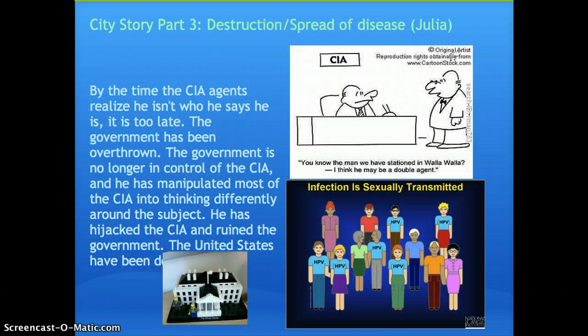By the time the CIA agents realize he isn't who he says he is, the government has been overthrown. The government is no longer in control of the CIA, and he has manipulated most of the CIA into thinking differently around the subject. He has hijacked the CIA and ruined the government.